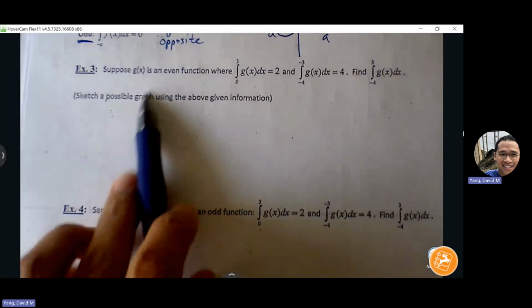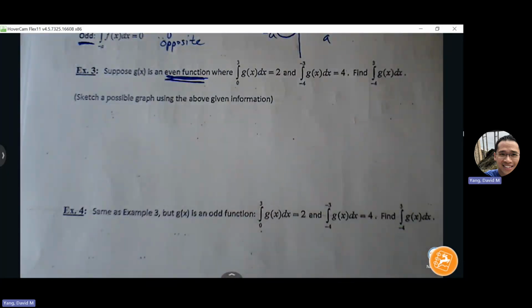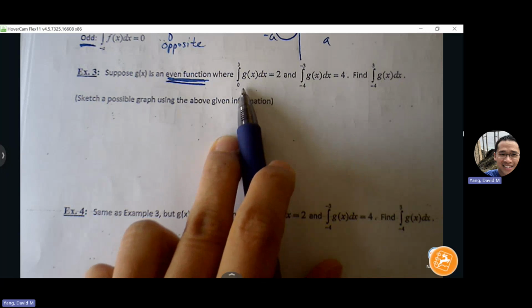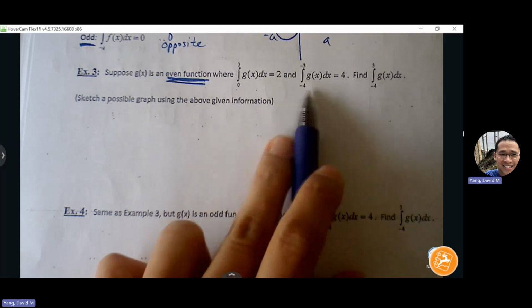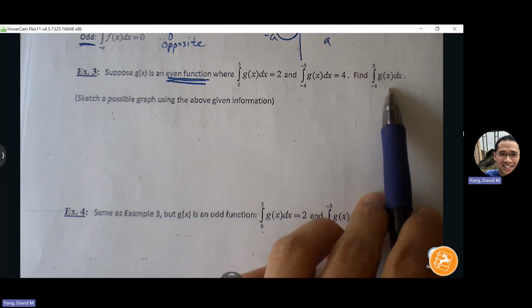So example 3, it says, suppose that g of x is an even function. So we already know what we're expecting, right? We're expecting a mirror image on both sides. However we draw it on one side, at the end we can take a step back and convince ourselves that I can fold my graph along the y-axis and everything will line up perfectly. We have 2 integrals here, integral from 0 to 3 and integral from -4 to -3. We're going to use these 2 properties to help draw our graph, and in the end, we're going to add up the parts they want us to add up.